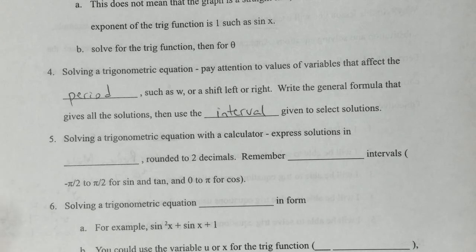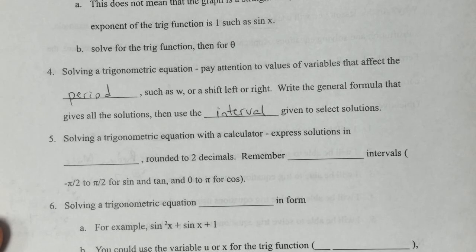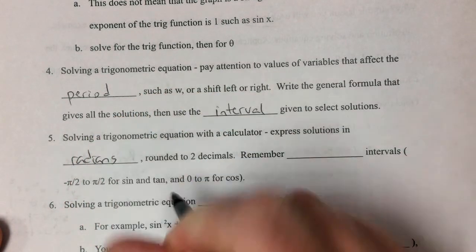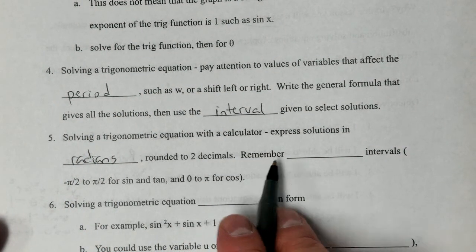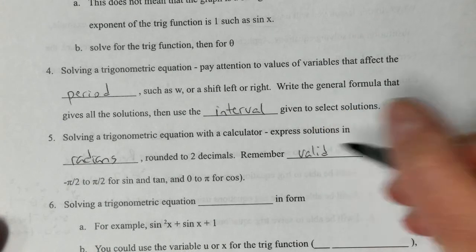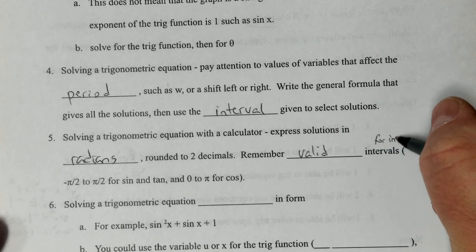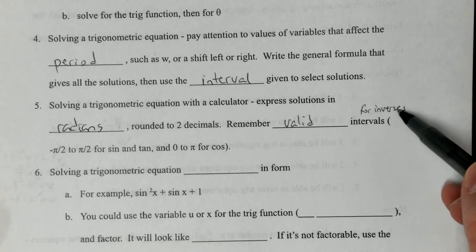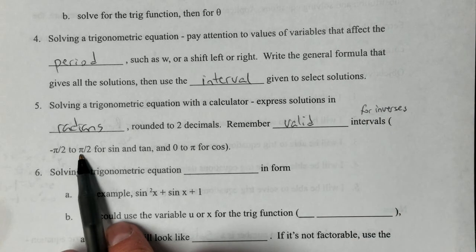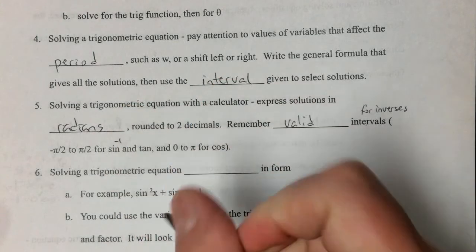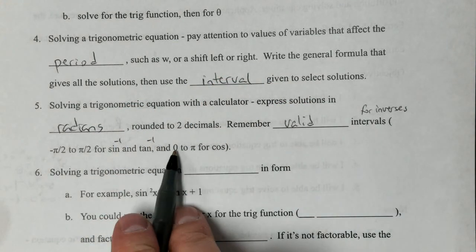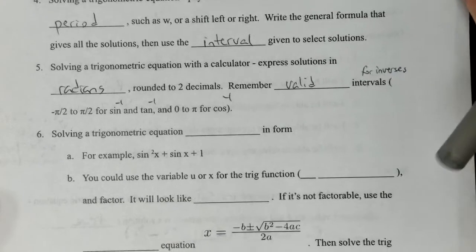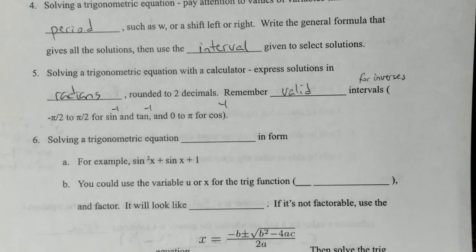Number 5, solving a trig equation with a calculator. Express your solutions in radians to 2 decimals. Remember your valid intervals. This should also say for your inverses. Remember valid intervals for your inverses, like negative pi halves to pi halves for sine -1 and tan -1, and 0 to pi for cosine -1. So update those as appropriate.